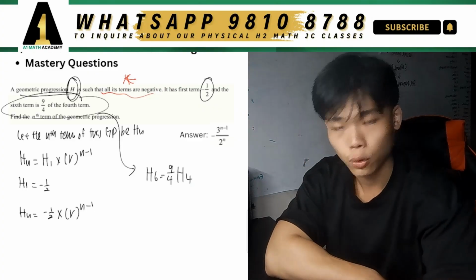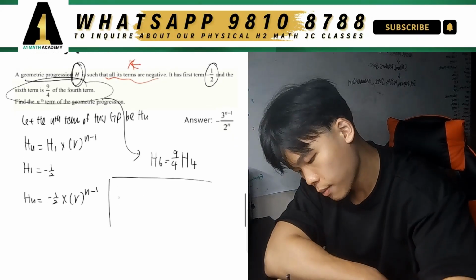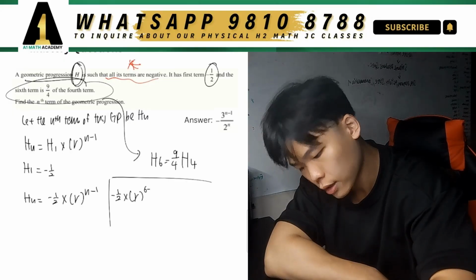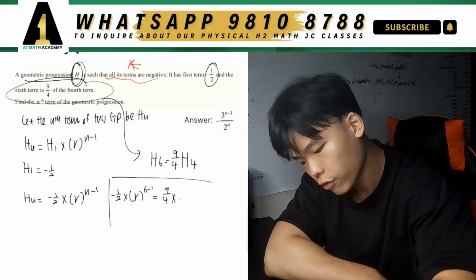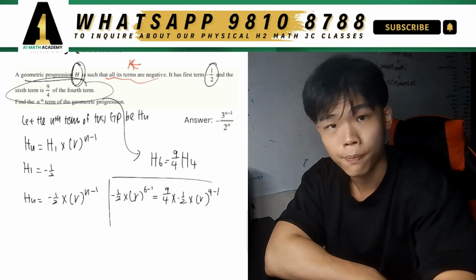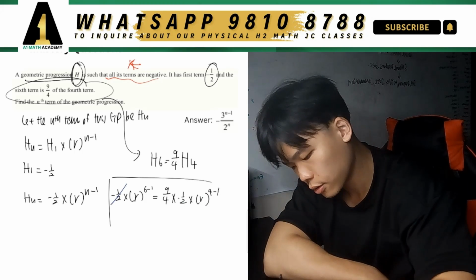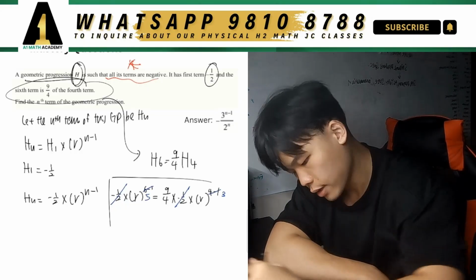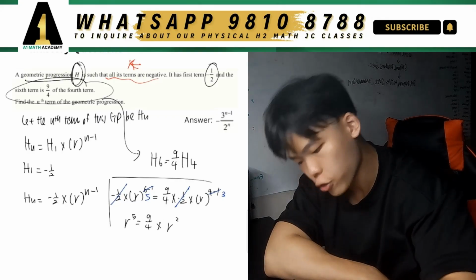So I can just use this formula and then just sub inside here, right? So I know that my negative half times r to the power of 6 minus 1, which is essentially h6, is 9 quarters of my h4, which is minus half times r to the power of 4 minus 1. So over here, I can simplify this entire equation first, because I can strike out these two, right? And then this one I know is 5, and then this one I know is 3, right? So I have r^5 is 9 over 4 times r^3, given over here.